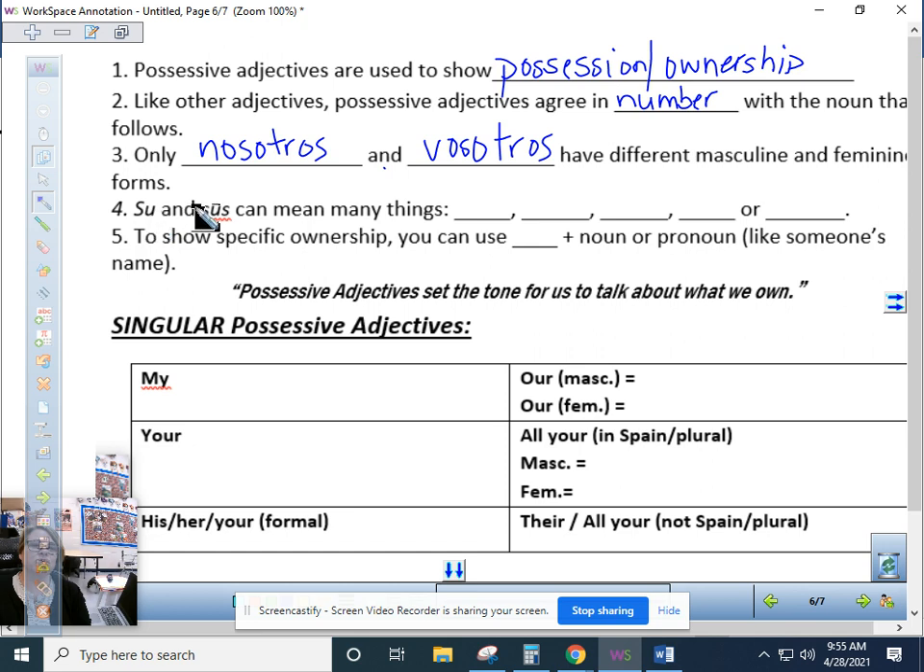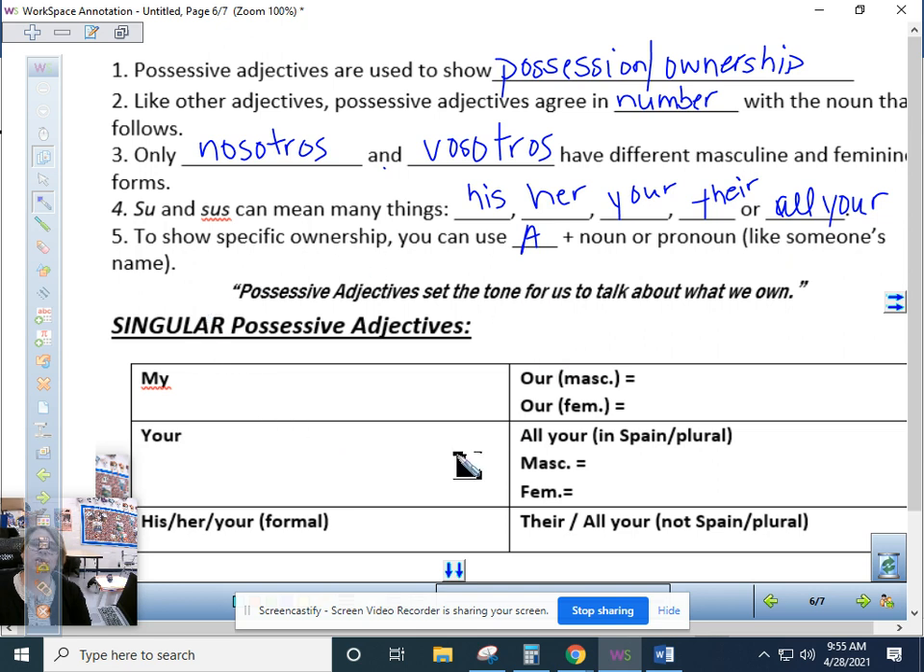The possessive adjectives su and sus can mean many things. Okay? It can mean his, it can mean her, right? It can mean your, like for the usted, right? It can mean their, for like ellos, ellas, or it can mean all your, for like the ustedes, right? To show specific ownership, you can use a plus a noun or a pronoun. All right. Possessive adjectives set the tone for us to talk about what we own.